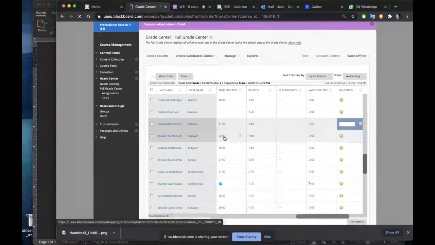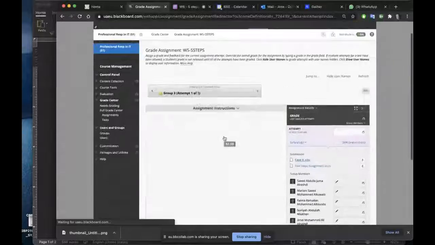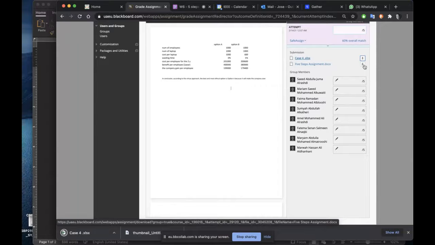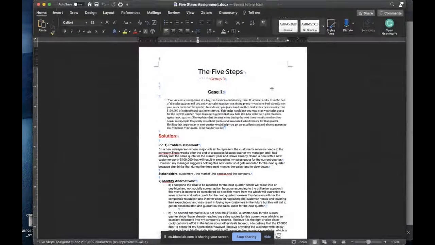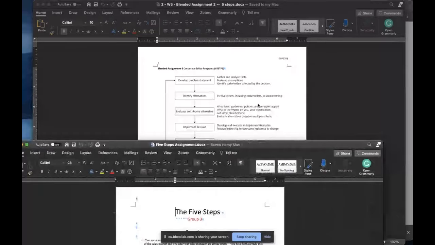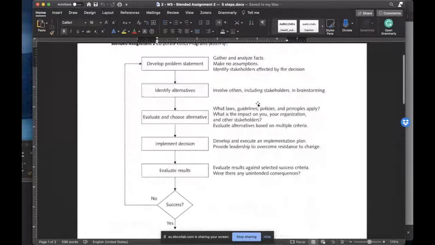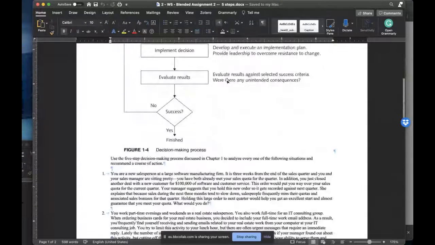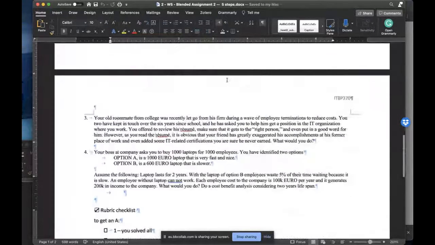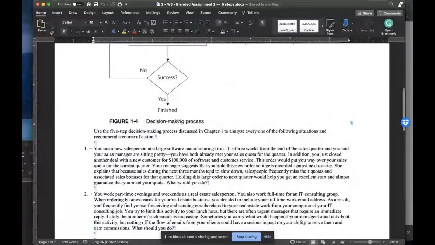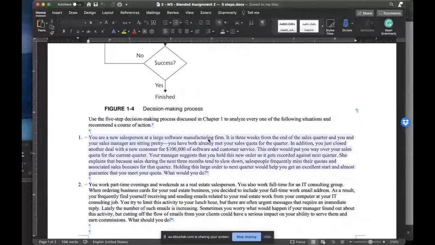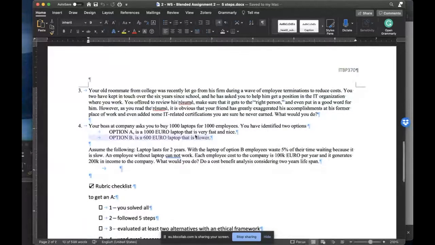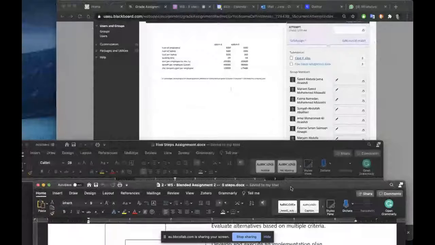It's group three, perfect. So I'm gonna download what you did. Thank you, Mariam. Oh, you have an Excel, wonderful. Great, excellent. So just to remind you, this was the assignment, right? We explained the five-step method, which has sub-steps. You had four cases. The first case was from the book. Second the same, third the same, and the fourth was a laptop case. Good.